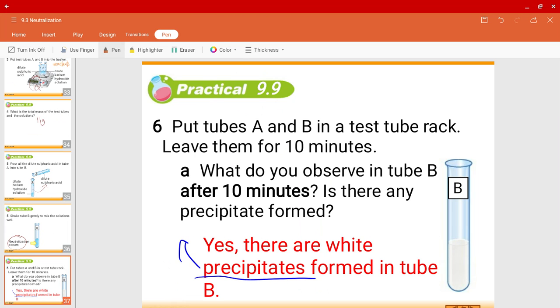Precipitate is a word for small solids. So you would notice that there are some small solids being formed in the test tube, because these small solids are actually salts. This is the salt being formed. And mostly salts are white in color, hence why you see white precipitates. So precipitate is a fancy science word that we all need to use from now on, all right? But it means small solids. In this case, we have salt being formed.